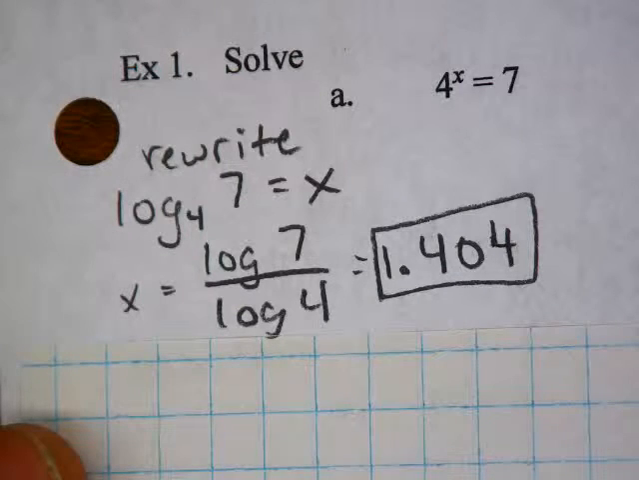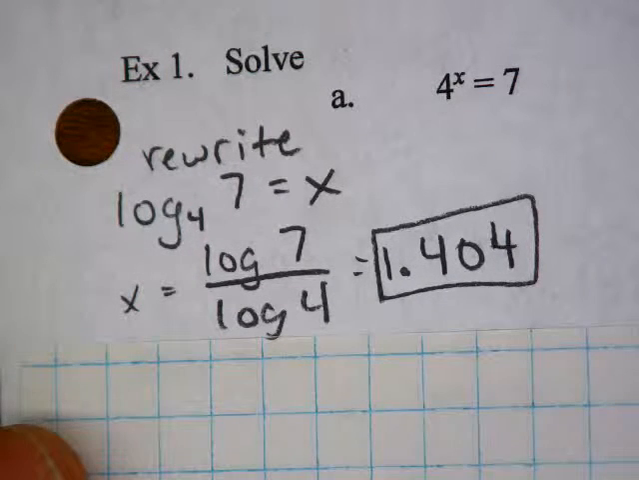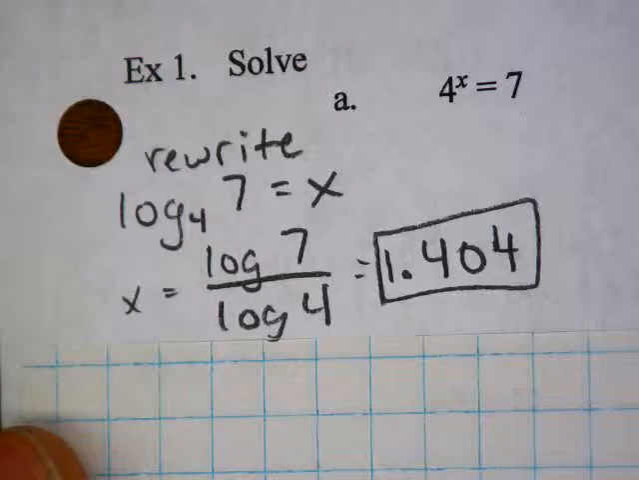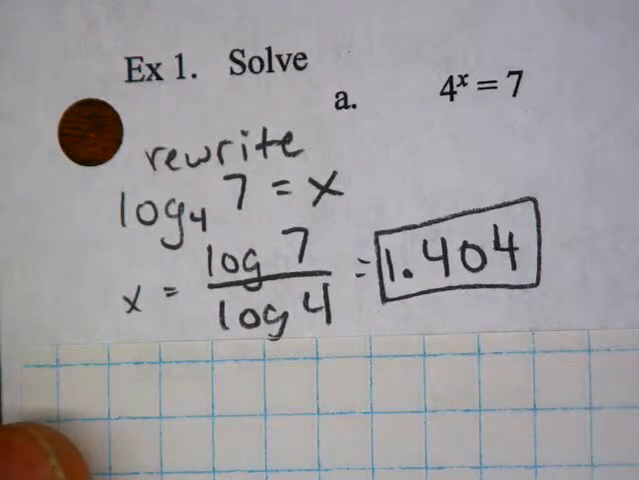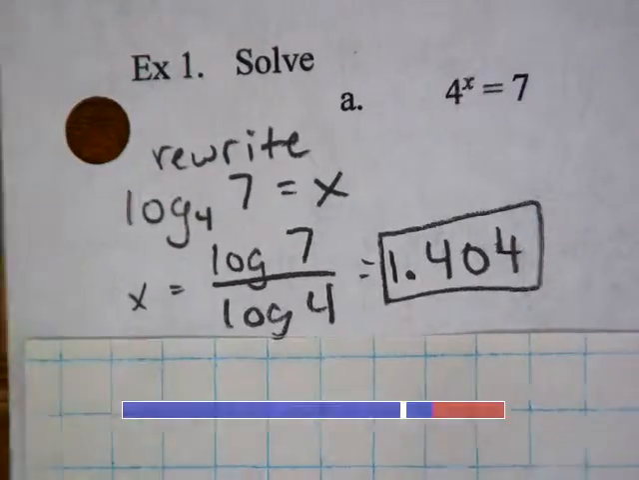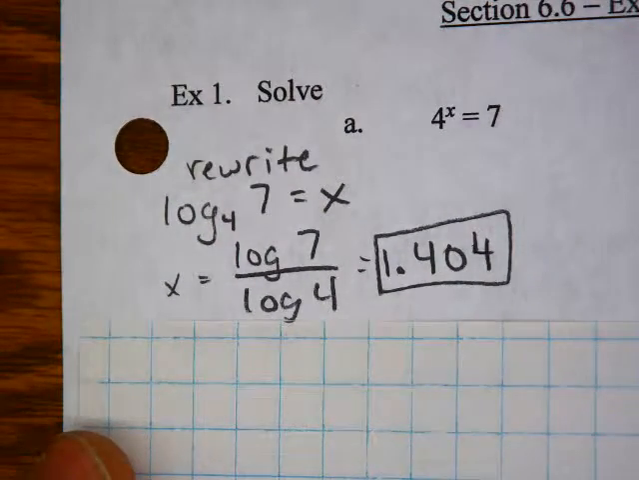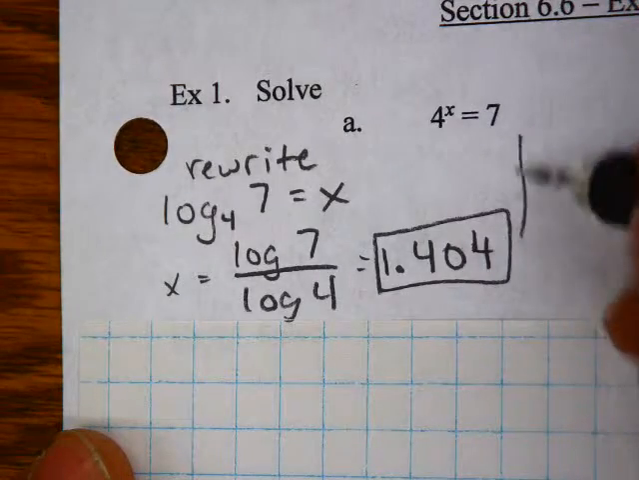Jason asked me on Friday, while you guys left, why is it log 7 divided by log 4? How do you know that that's what you're supposed to do to figure out what that equals? And everybody else was like, just do what Mr. Thomas says. But there's a reason it turns out that way, and we're going to do that reason now.